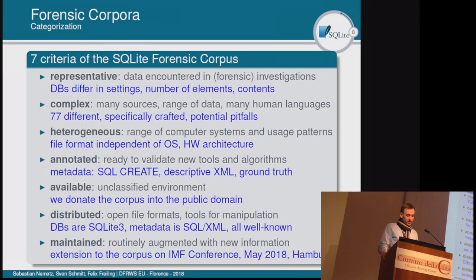A corpus should be available. Well, it's in the public domain. You can download it. It is available. It should be distributed, meaning using open formats and having available tools for manipulation of the corpus. We do think this is the case for that corpus because it's SQLite 3. The format is open, the format is documented, and the metadata that we provide is in SQL and XML format. All of these formats are very well known, and there are tools out there to manipulate these formats and to deal with them. A corpus should also be maintained.